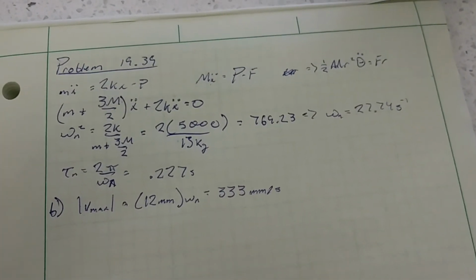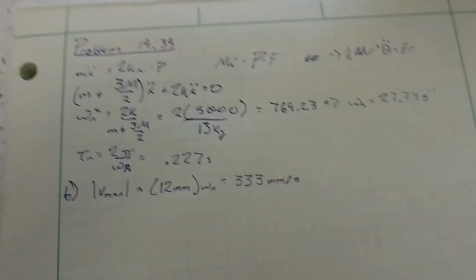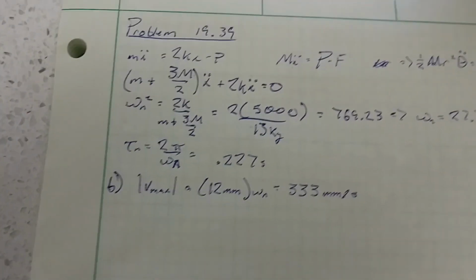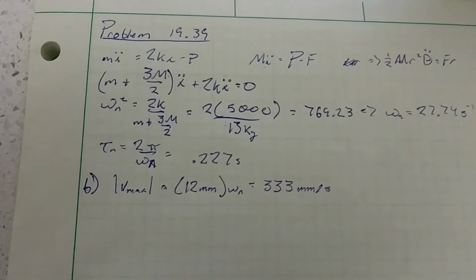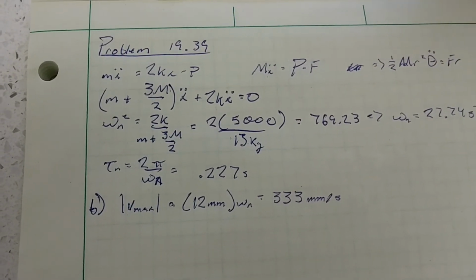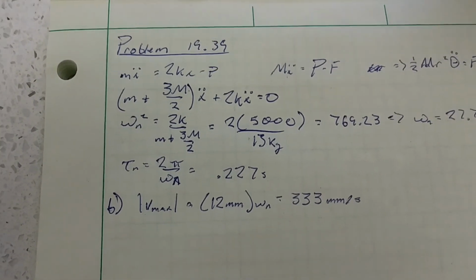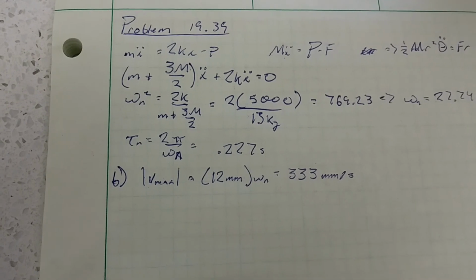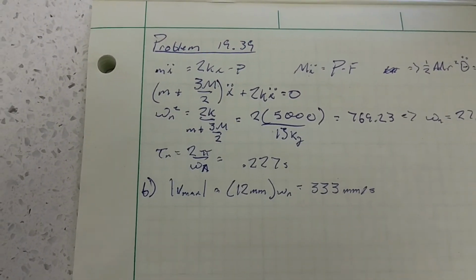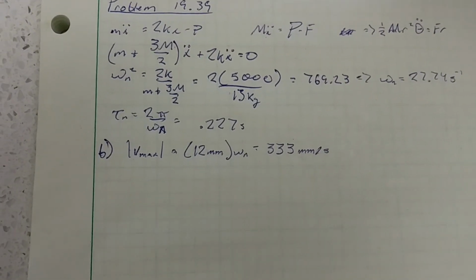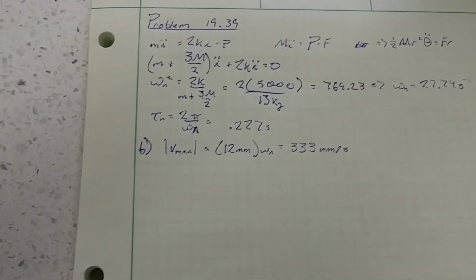Okay, problem 19.39. A 6 kilogram uniform cylinder can roll without sliding on a horizontal surface and is attached by a pin at point C to the 4 kilogram horizontal bar AB. The bar is attached to two springs, each of constant K equals 5 kilonewtons per meter, as shown. Knowing that the bar is moved 12 millimeters to the right of the equilibrium position and released, determine the period of vibration of the system and the magnitude of the maximum velocity of the bar AB.